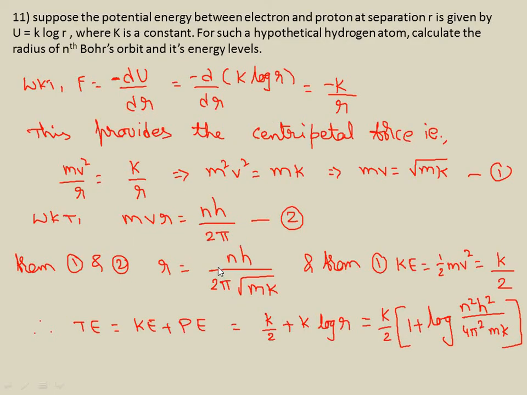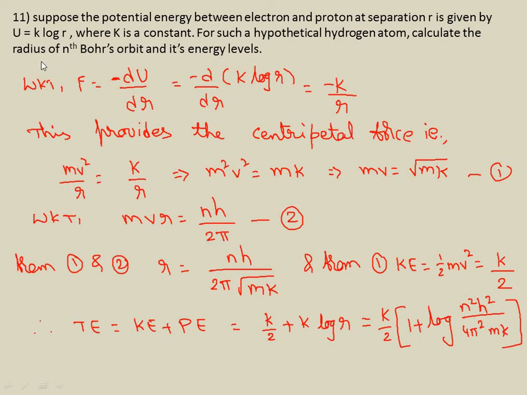Let's look at the next one. Suppose the potential energy between electron and proton at separation r is given by U equal to k log r, where k is a constant. For such a hypothetical hydrogen atom, calculate the radius of the nth Bohr orbit and its energy levels. A very interesting problem. We have solved this kind of problem earlier also.